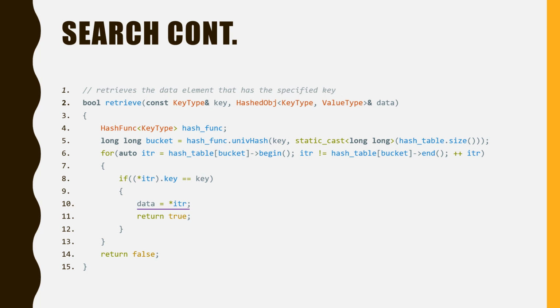If the record exists, it is stored in the second parameter, data. This is done with line 10 of the code. The other part of the code is identical to the previous contains function.